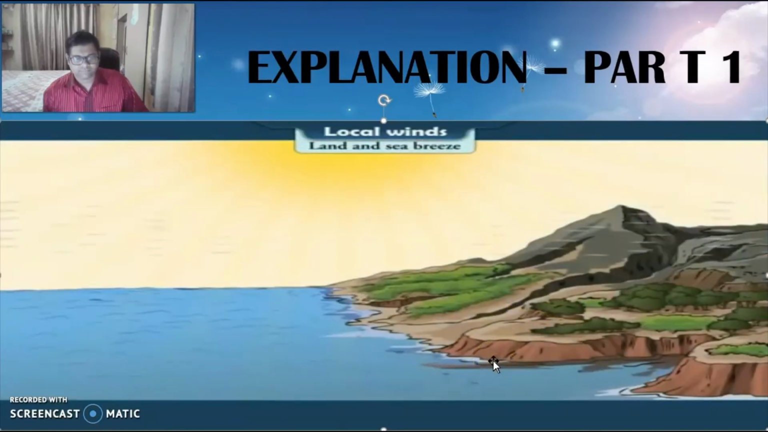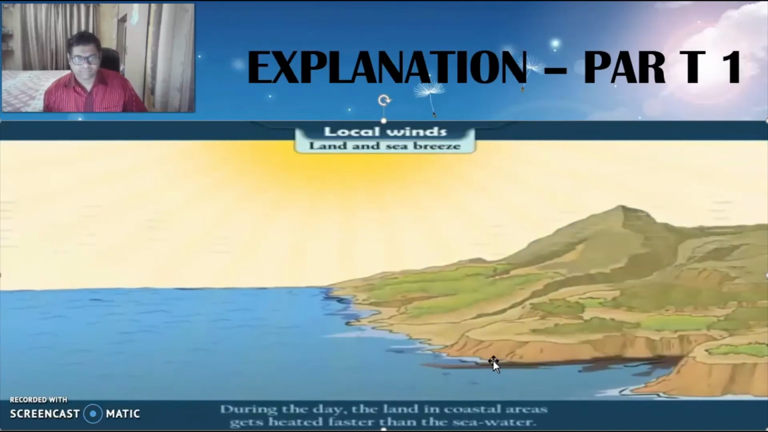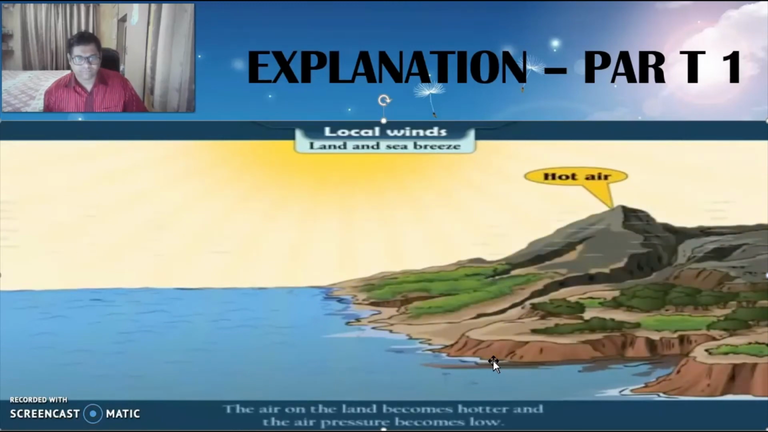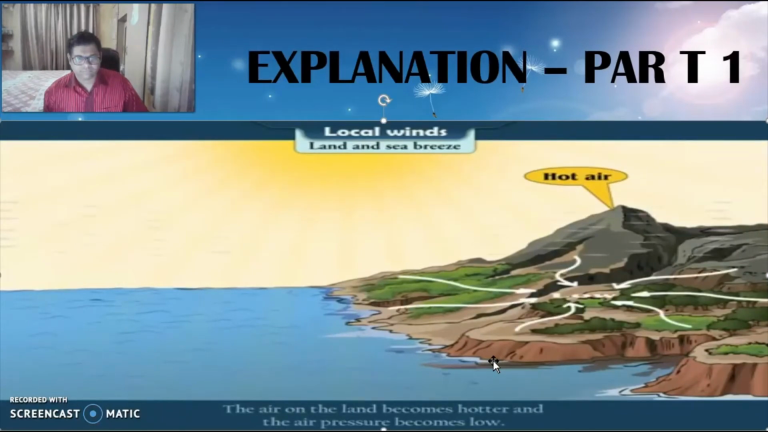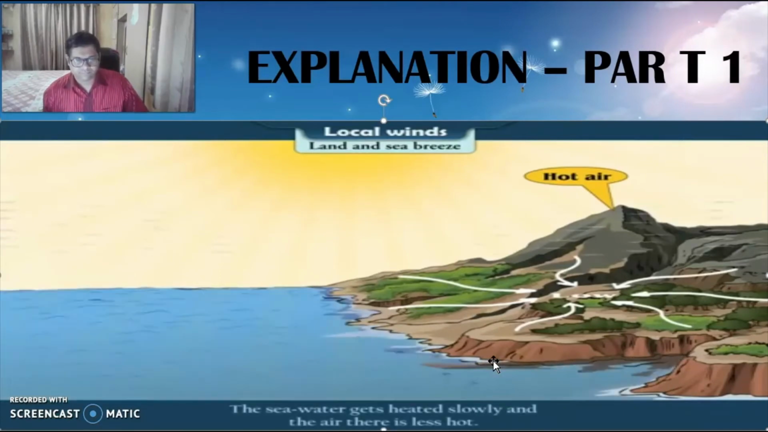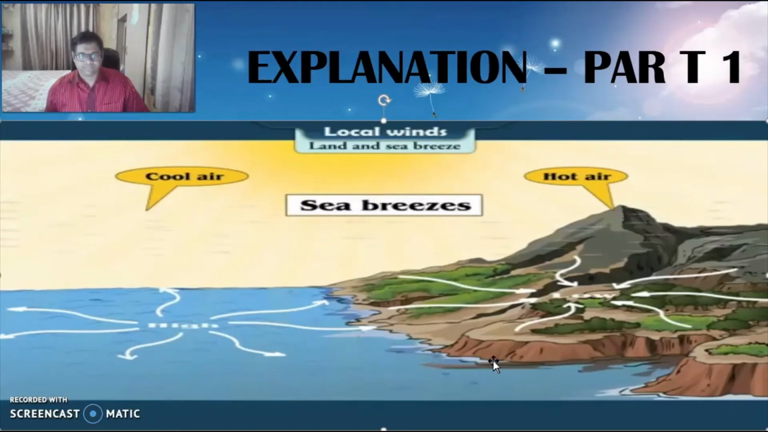B. Land and sea breeze. During the day, the land in coastal areas gets heated faster than the sea water. The air on the land becomes hotter and the air pressure becomes low. On the other hand, the sea water gets heated slowly and the air there is less hot. Therefore, the air pressure is high. As a result, winds blow from the sea to the land. They are called sea breezes.